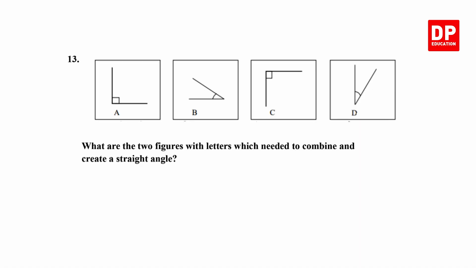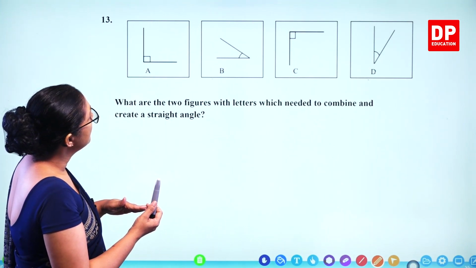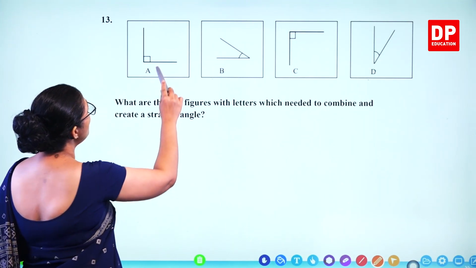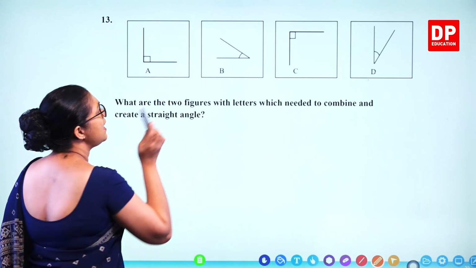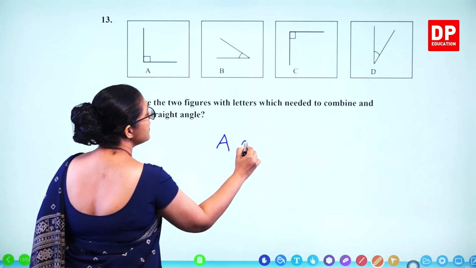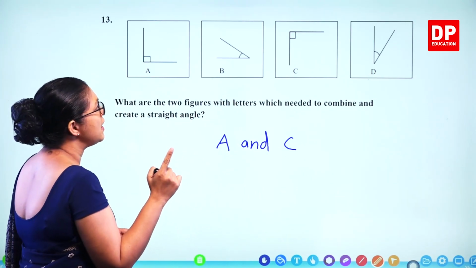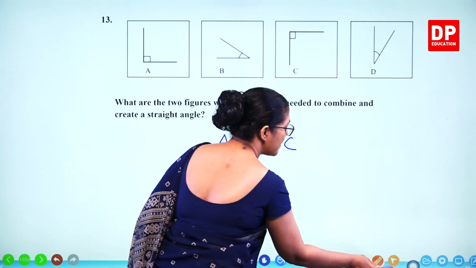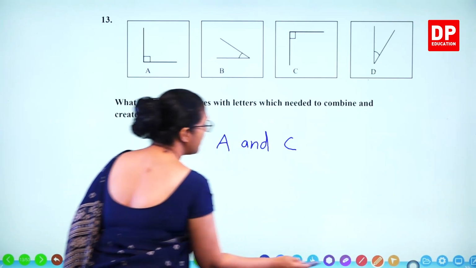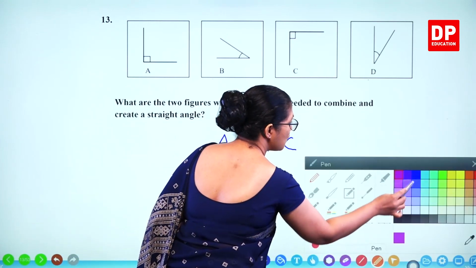Question number 13. What are the two figures with letters which needed to combine and create a straight angle? Straight angle means 180. So when you take 90, it becomes 180. So A and C. Not with B and D because B and D are acute angles less than 90 degrees. So you get 2 marks for identifying that.